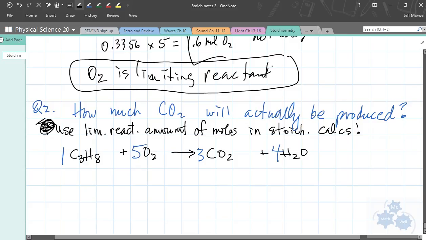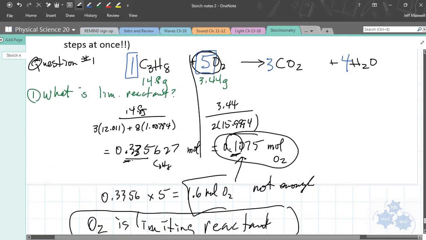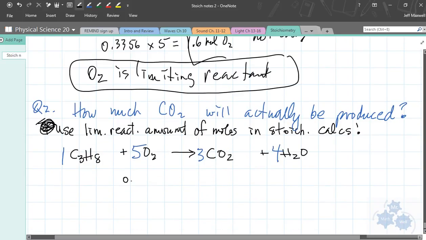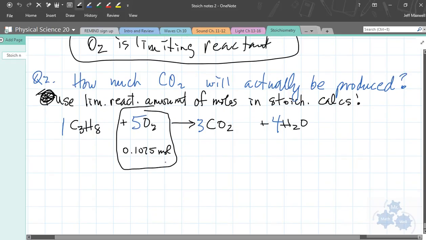So that means that the number of moles we calculated already, 0.1075, that's the number of moles that we use in our stoichiometry now. Okay, so use the limiting reactant amount. We've already calculated moles in the first question. So now I need to convert to how many moles of carbon dioxide I'm talking about, right? And you remember for stoichiometry, how do I calculate this number of moles? We use the molar ratios now. So what do I multiply this number by?